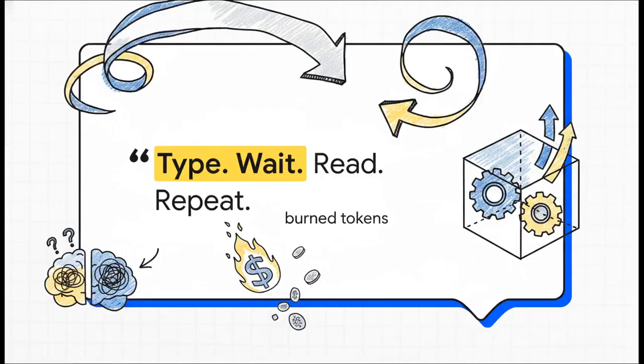Type, wait, read, repeat. You know the drill, right? This is the universal trap almost all of us fall into. You punch in a prompt, you wait, you read the output, and then you do it all over again. Sure, it kind of feels productive at first, but honestly, it usually just leads to burned tokens and constantly rebuilding prompts because the AI totally loses the thread of your workflow.